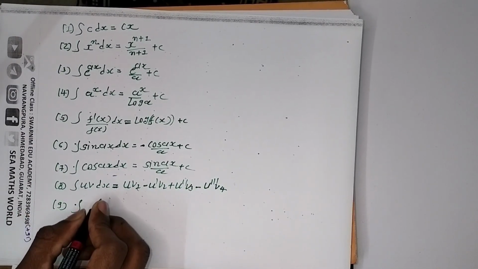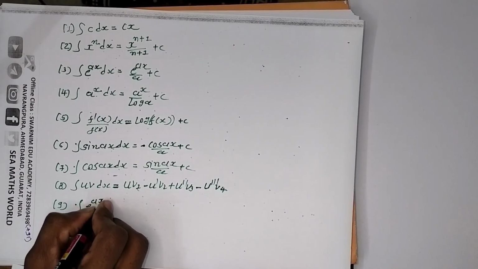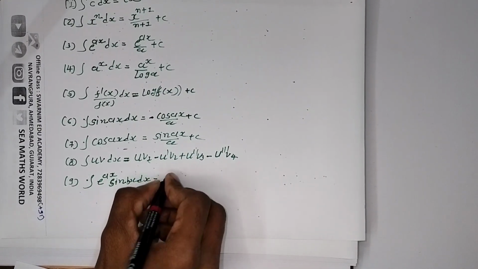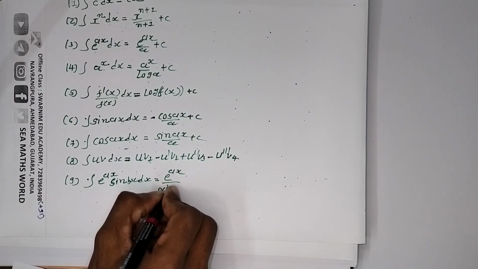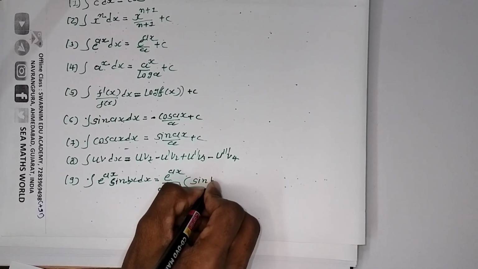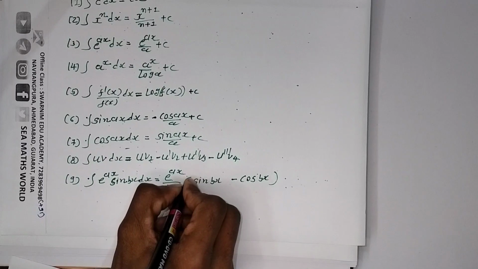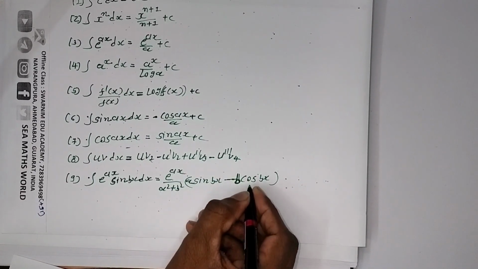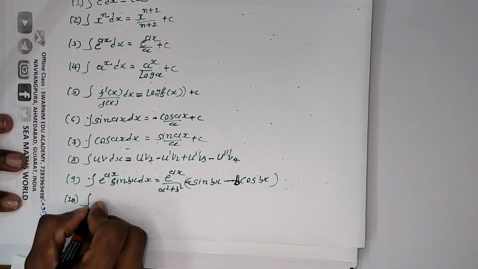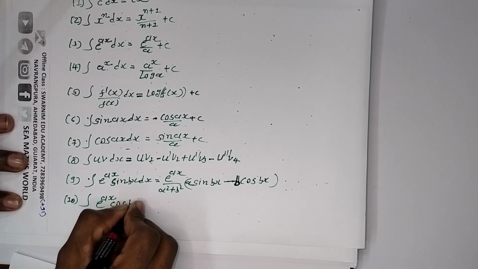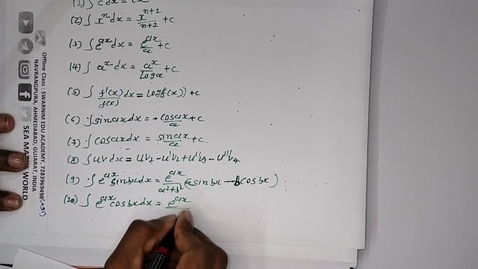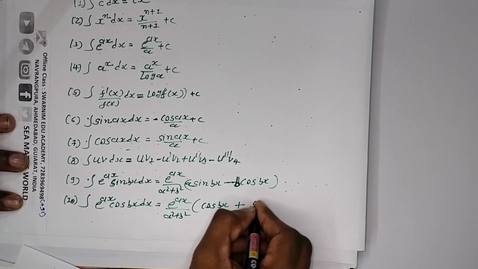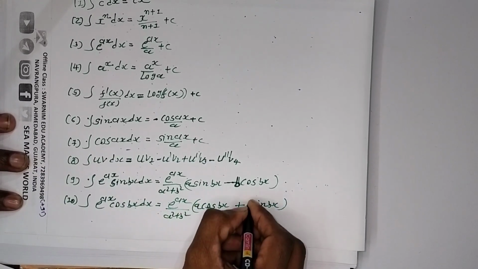Then integration of e raised to ax sin bx is equal to e raised to ax upon a square plus b square, sin bx, its integration minus cos bx. First constant a here, b is here. Okay, here is minus b. Then we have studied integration of e raised to ax cos bx. So e raised to ax, same as the previous one, first term. It is cos bx given, so cos bx integration is plus sin bx. A is here, b is here.